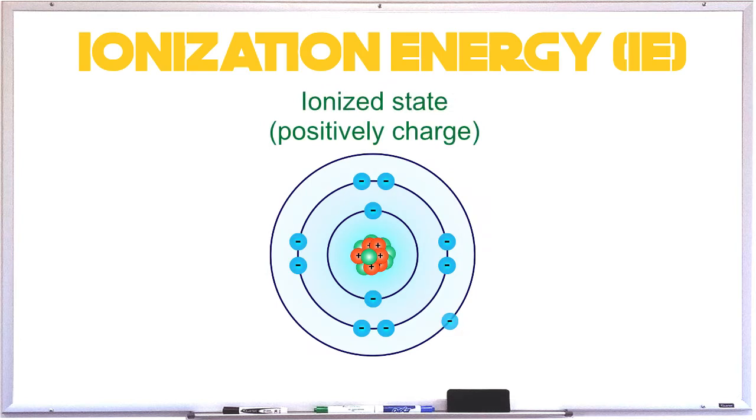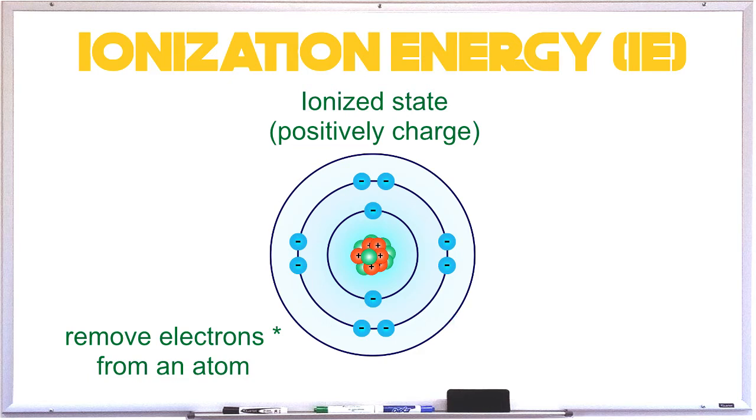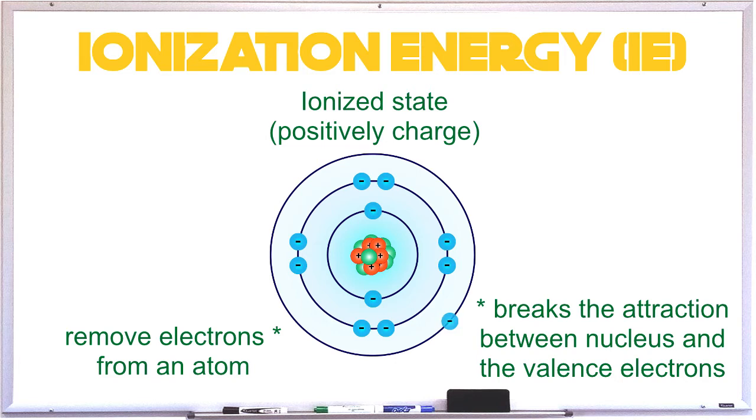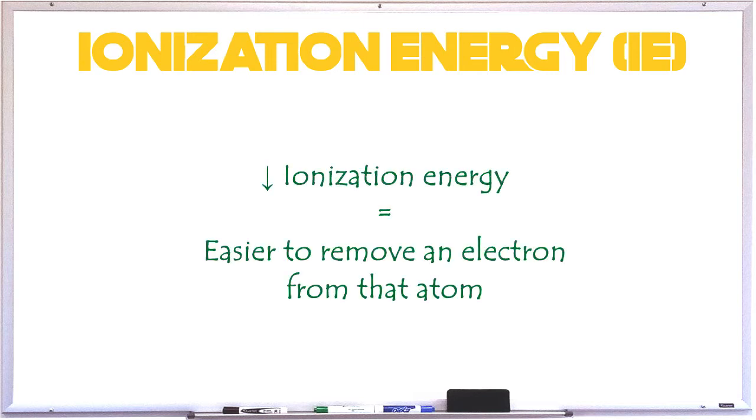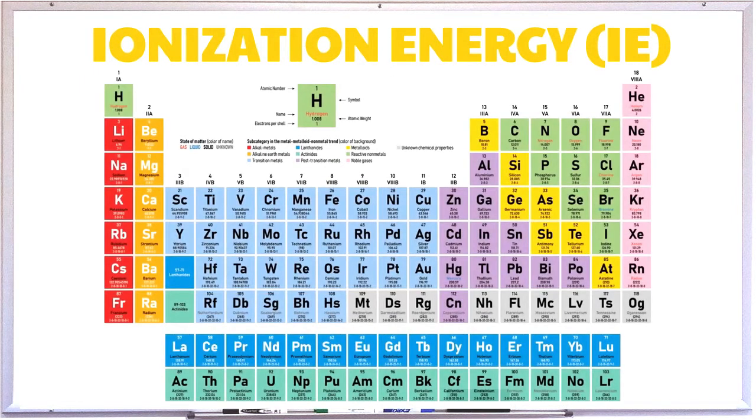Ionization energy is the energy required to pull or remove electrons from an atom. This energy breaks the attraction between the nucleus and the valence electrons. The lower the ionization energy value of an atom, the easier it is to remove an electron from that atom. In period 2 in the periodic table, lithium is located at the leftmost part of the row. It is the element with the lowest ionization energy, so it has the highest tendency to lose electrons and become positively charged.